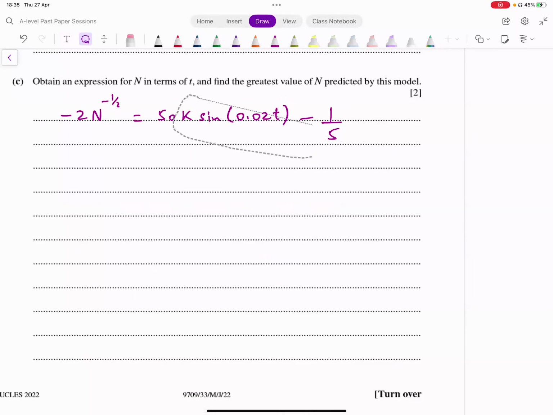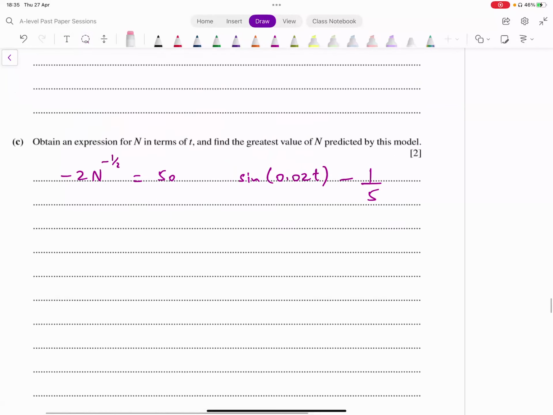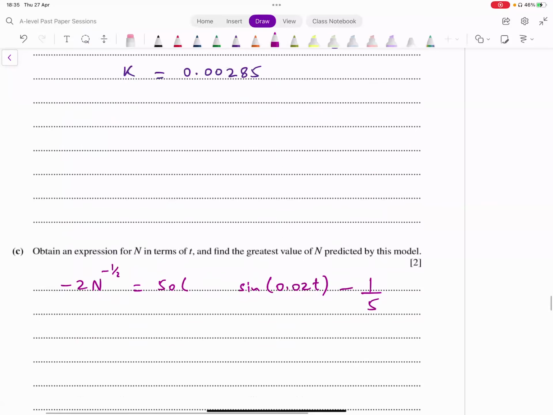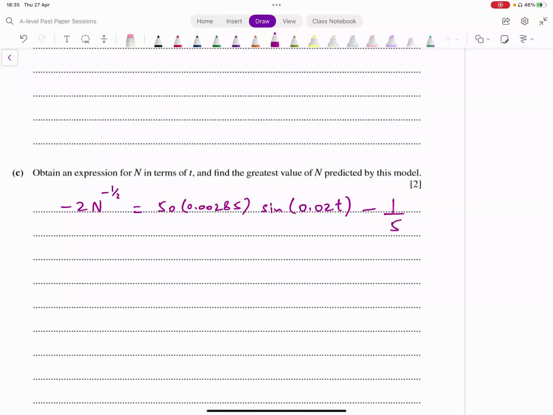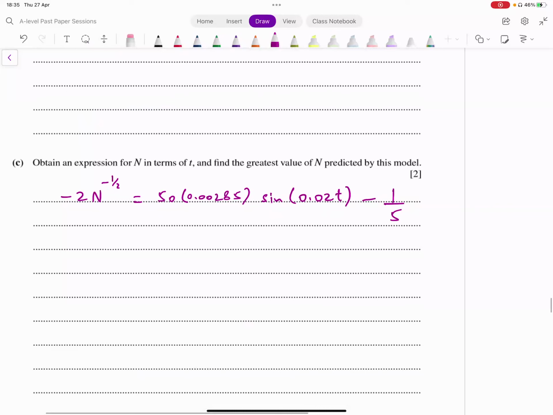Let's input the value of k here first of all, and then simplify this. So the value of k that we have is 0.00285. We input that here, and now we make n the subject. N subject कैसे बनेगा? Let's think about that.